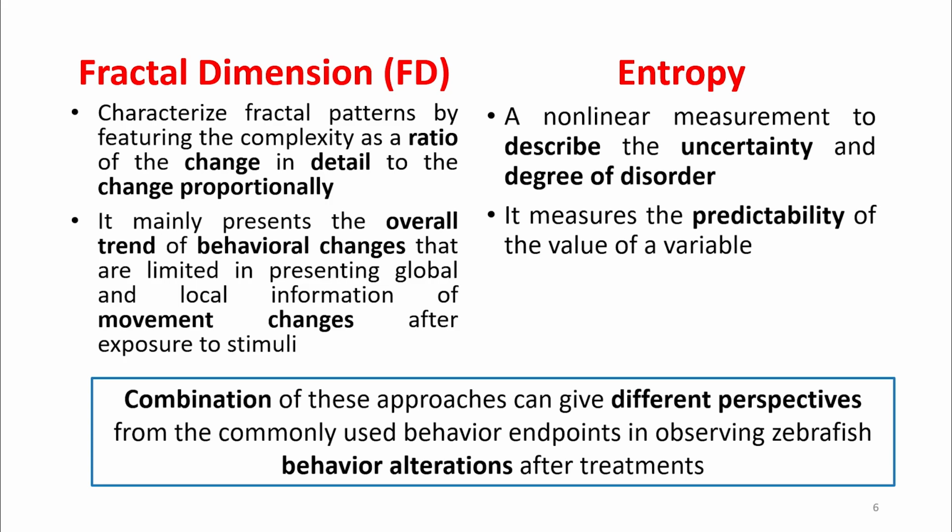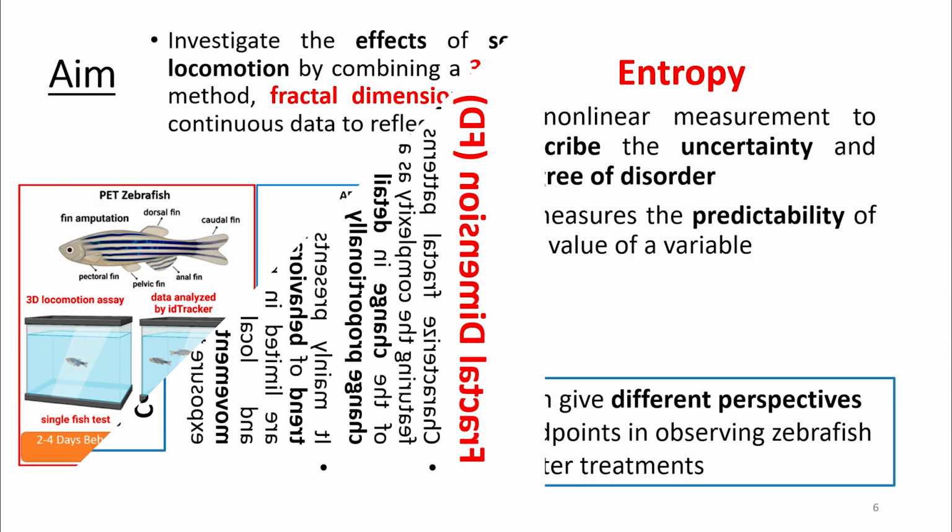In addition, it also has been applied in complex biological systems. Permutation entropy has been proven helpful in a wide range of applications where the measurement of complex time series was needed. For example, in a prior publication, it was applied to analyze the behavioral changes of the fruit fly in response to stressors. We believe that combining these approaches can give different perspectives from the commonly used behavior endpoints in observing zebrafish behavior alterations after treatments.